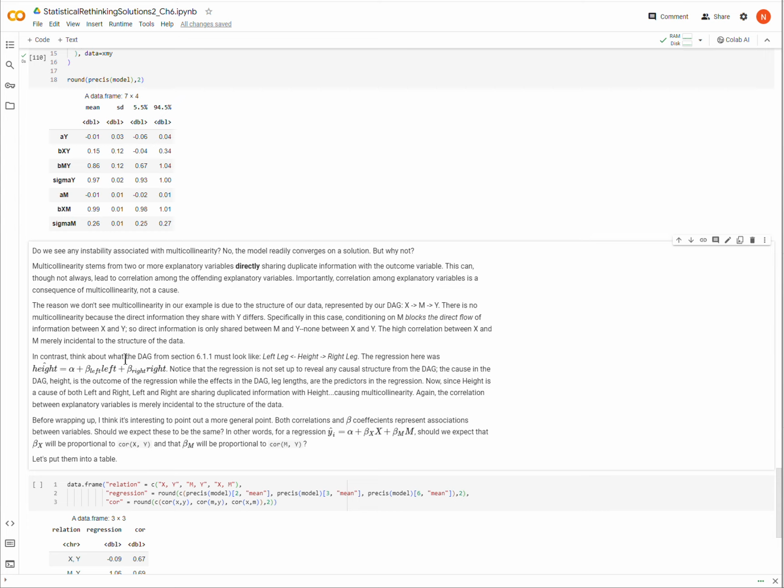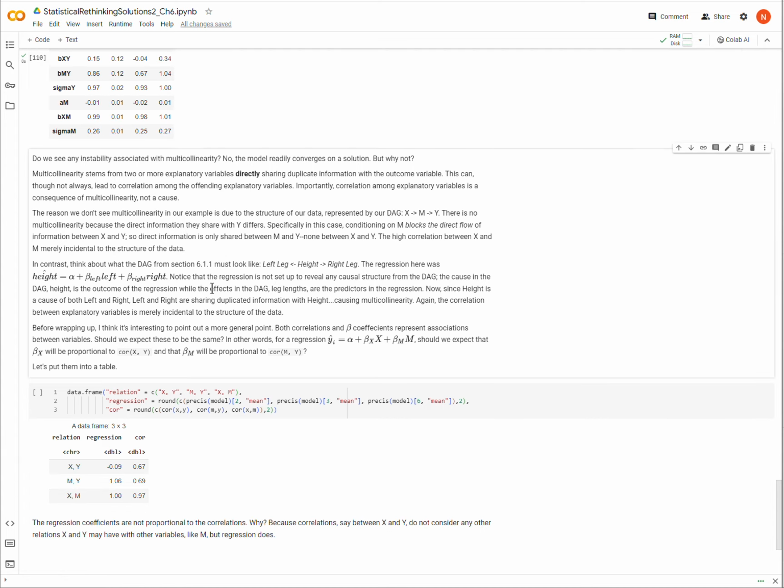predictor variables. I don't want to call them explanatory because they're really just predicting. They're not the cause of height. Because there's duplicated information in that example, we have high collinearity. Okay, so that's my answer to that.